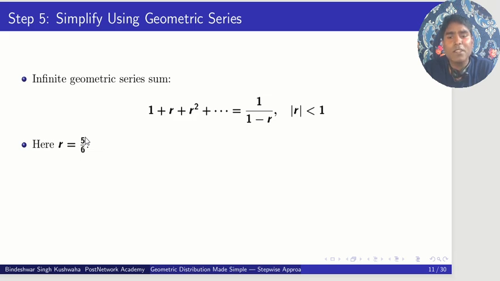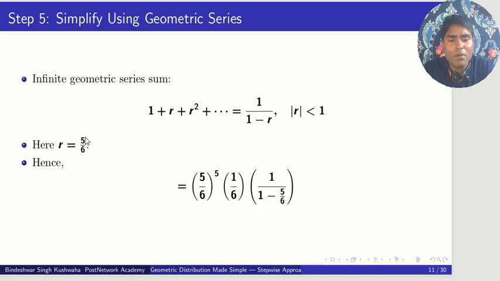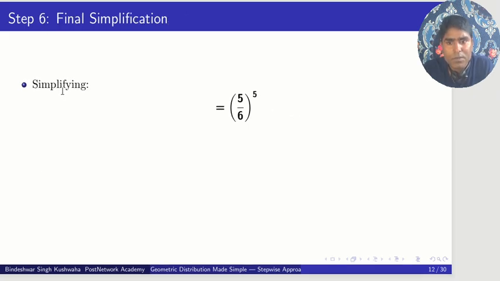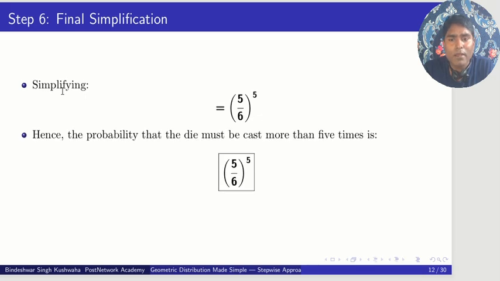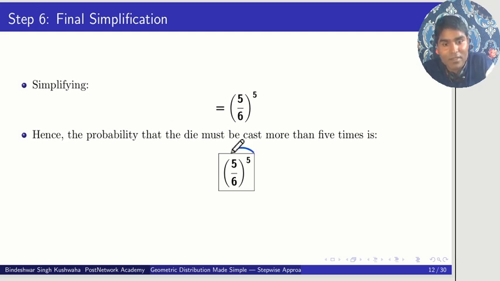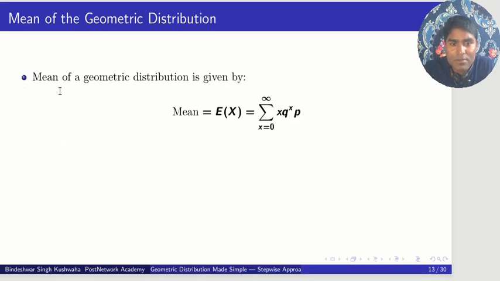Here r is equal to 5 upon 6. If you plug in the value of Q, and we already know P, and simplify, the probability that the die must be cast more than 5 times is 5 upon 6 raised to 5. So this was the example.